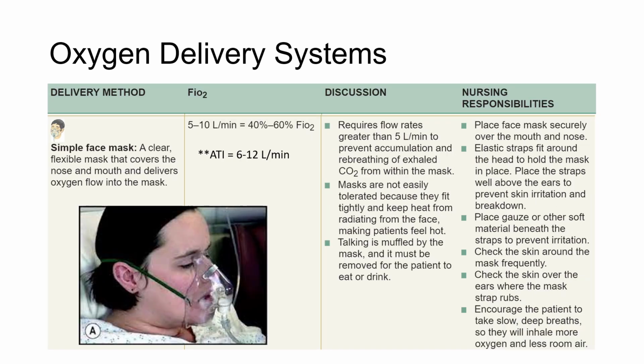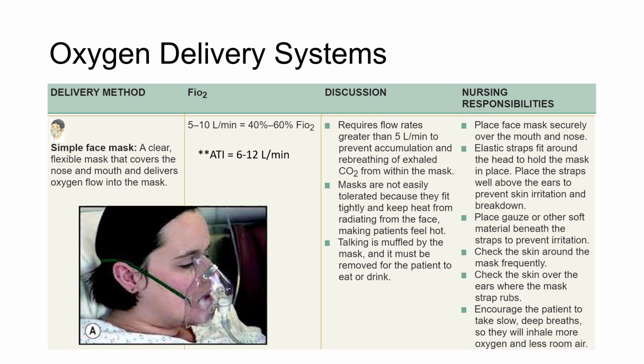Next is a simple face mask shown here in the picture. This mask covers the nose and the mouth, and it has an elastic band around it. This one can accommodate more oxygen flow. Your textbook says 5 to 10 liters, ATI says 6 to 12. Doesn't matter, just remember that it's more than the nasal cannula. With this one, you can't really talk because you're muffled, and you can't eat with the mask on. Also, you have to have at least 5 or 6 liters going at a time, or else it's not going to be effective.